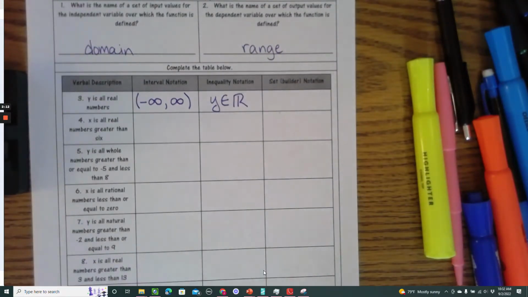And then new this year is set notation. I don't know if y'all did set notation in Algebra 2. We don't do it in Algebra 1.